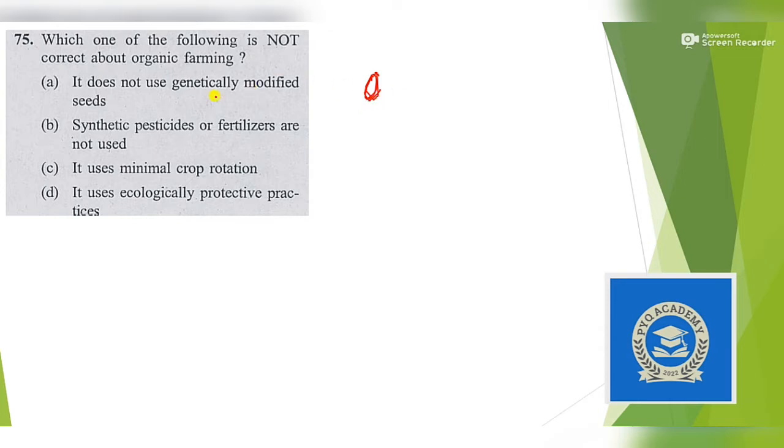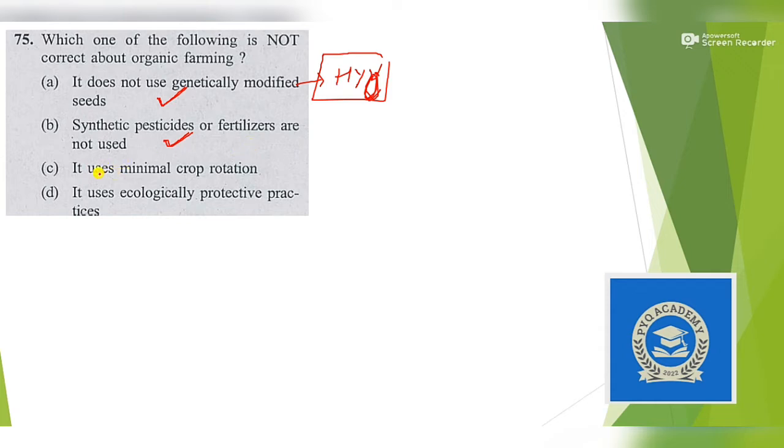So let's read the statements. It does not use genetically modified seeds. Yes, it does not use HYV seeds or any other genetically modified seeds. It uses only traditional seeds. So yes, this statement is correct. So next, synthetic pesticides or fertilizers are not used. Yes, these are not used in organic farming. Only organic fertilizers like cow dung or any other wastes, plant wastes, okay, which can be decomposed easily.